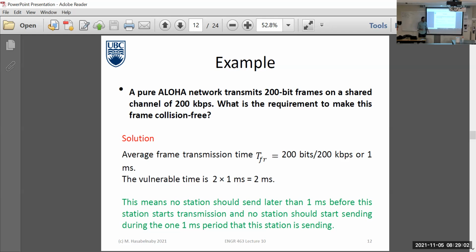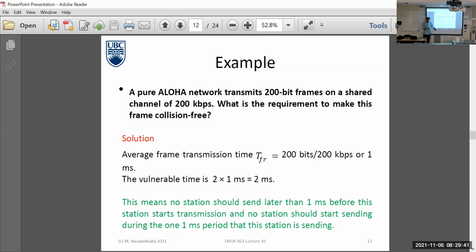So we need the vulnerable time to be 2 multiplied by the frame transmission time. So 2 multiplied by 1 millisecond, so we have 2 milliseconds. This means that no station, no user should send later than 1 millisecond before my start of transmission, and no station should start sending during my period of transmission.